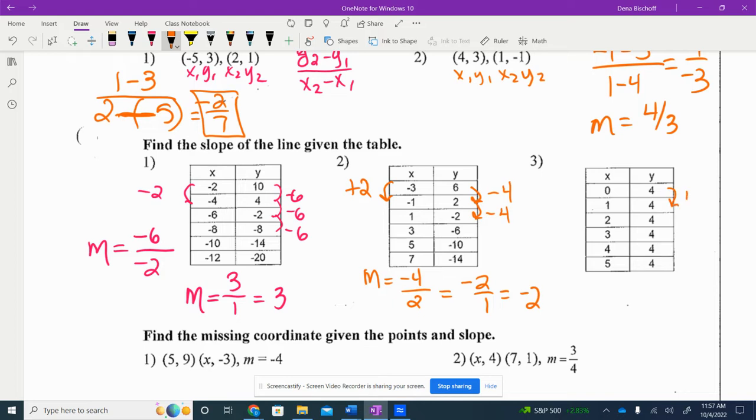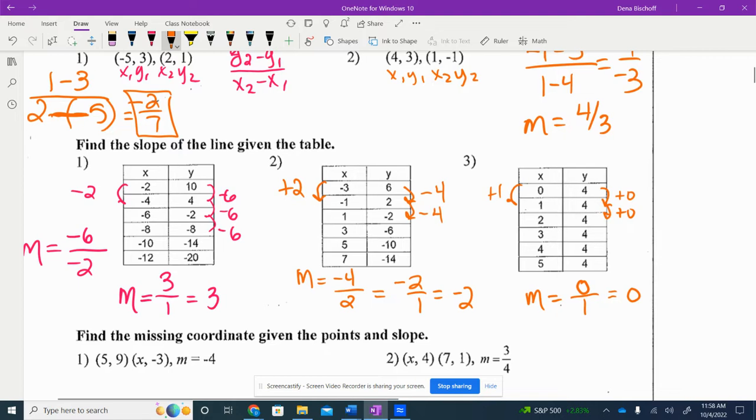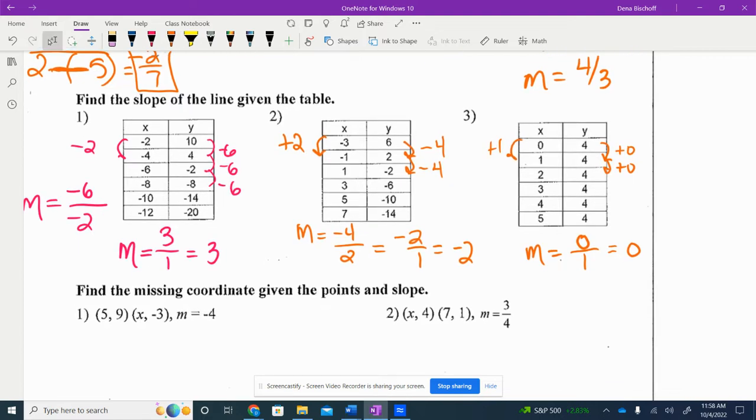What's happening here? Nothing. What's happening here? +1. So my change in y over my change in x. What is 0 divided by 1? 0. It's 0. What kind of line has a slope of 0? Horizontal, yeah.